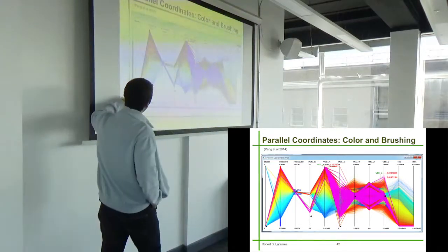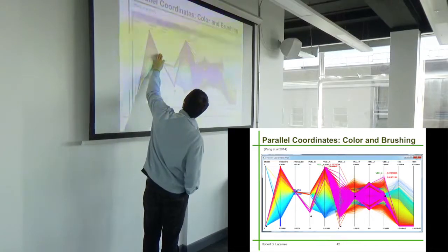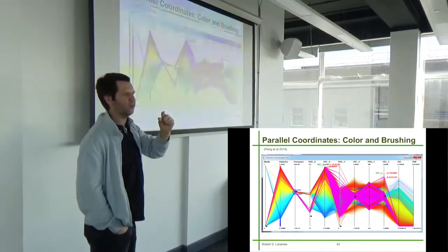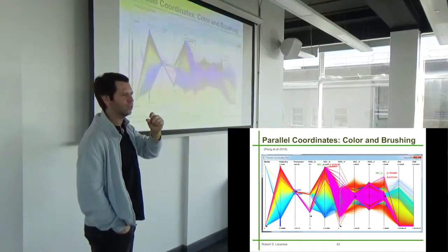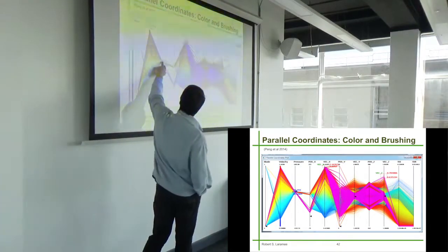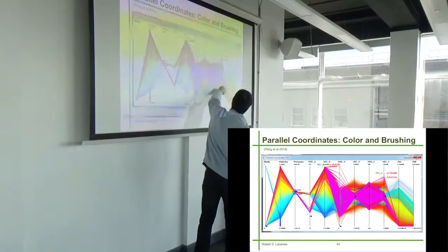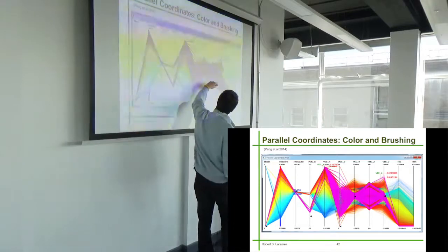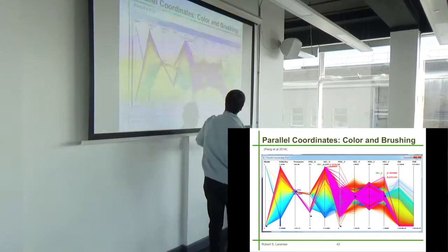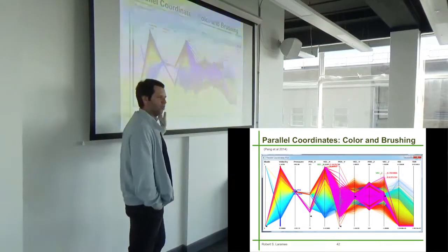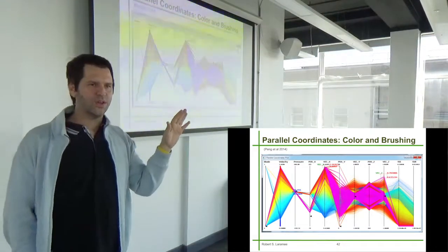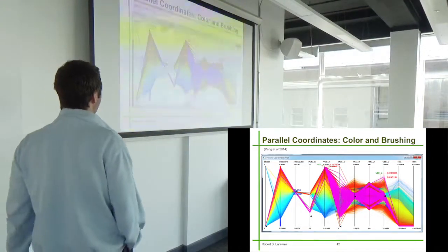In this example, the user has brushed this interval. It's pressure. And they've said, please show me all the polylines passing through that range of pressure values. And then all of the polylines passing through there are highlighted in purple. So I can see that these polylines are the same ones as these down here, even though they are several axes apart. And brushes also help you filter out very large data sets.